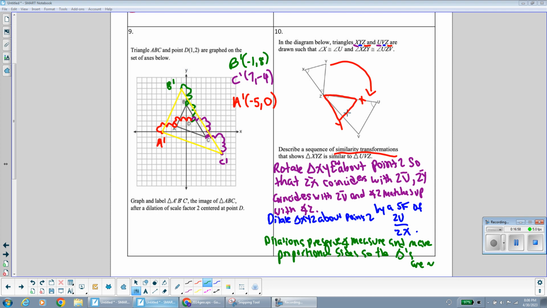So then I just wrote here, because it did say to show the triangles are similar, and having a dilation in your sequence already shows that because a dilation makes similar figures. But I just wrote, to be super clear, dilations preserve angle measurement and make proportional sides so the triangles are similar.